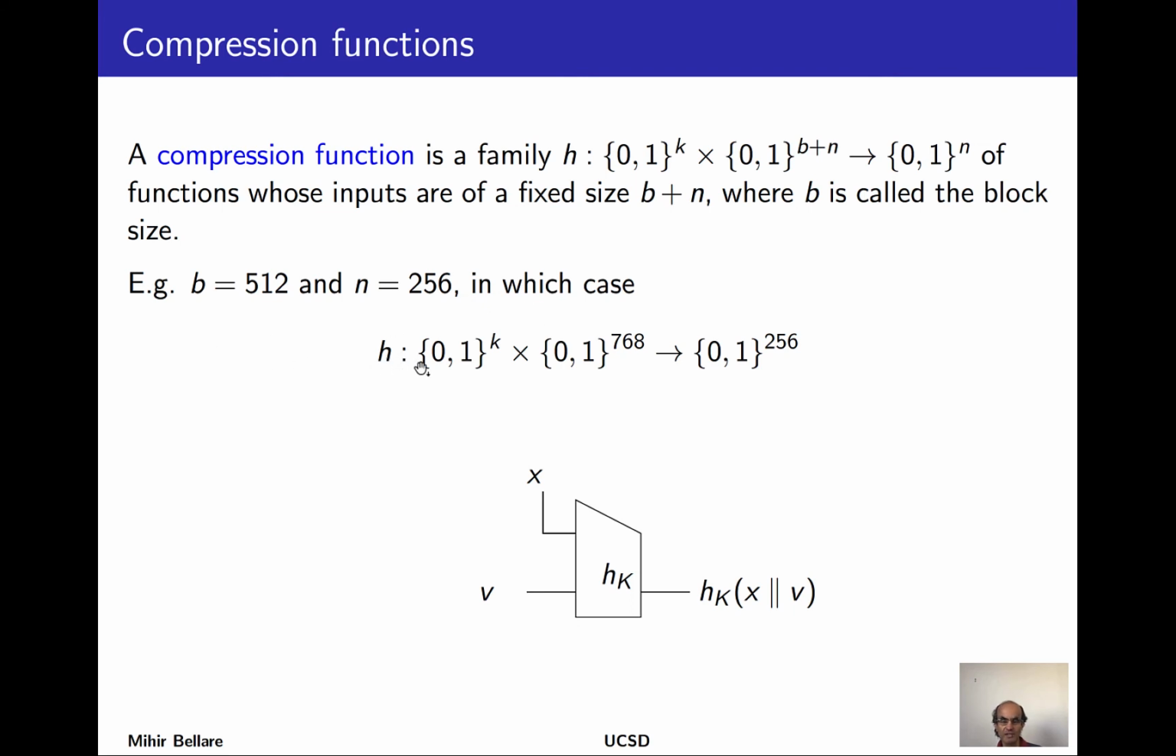So the SHA-256 compression function looked like this, except since it's keyless, effectively k was 0. We tend to write things this way. Having fixed a key k, we view the input as broken into two parts, a b-bit part, which is a message block, and an n-bit part, which is a chaining variable. But in the end, of course, the compression function just concatenates them to produce the output.